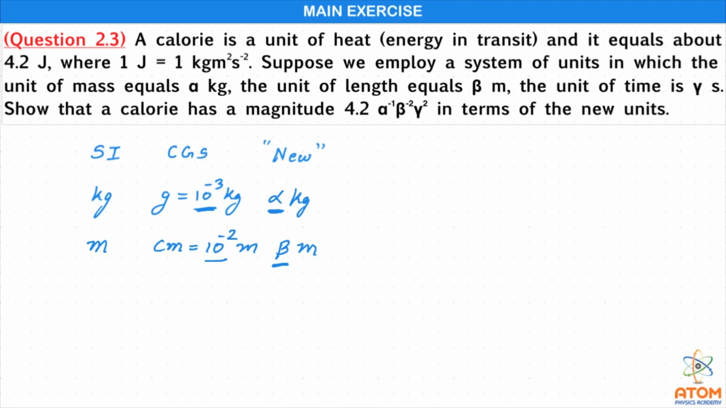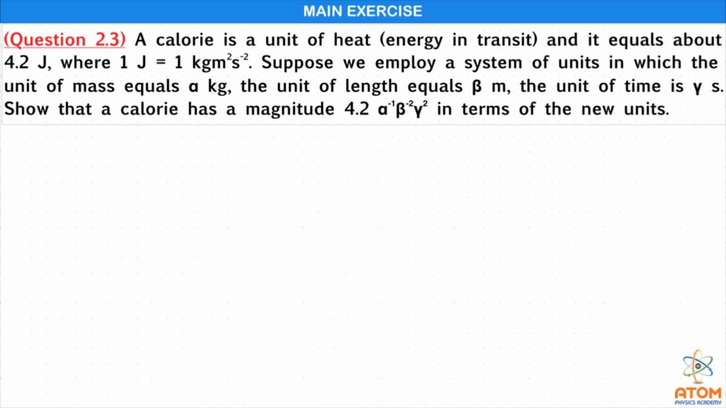Then comes, let us say, for time, in SI we use second, in CGS also we use second. But here it is said that we have to use gamma second. This way, gamma is a numeric value for this unit of time. So we have to derive the whole unit of calorie into this new unit system. Now let me first erase all of this stuff and let me write it again.